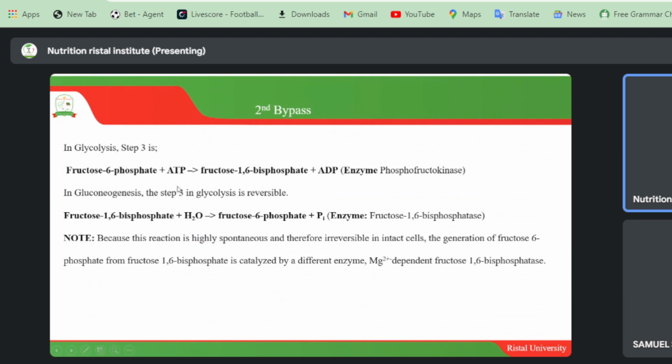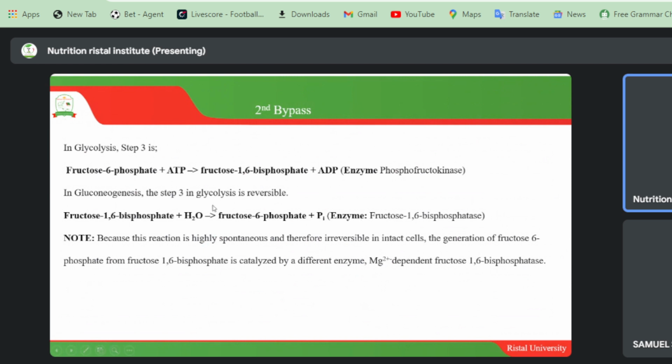Like I discussed earlier on, two of these steps, which are step 3 of glycolysis and step 1, are just reversed using a hydrolysis reaction, simple addition of water, and then you're done with reversing it. So in this case, you add water to fructose 1,6-bisphosphate, and then you form fructose 6-phosphate and an inorganic phosphate. And the reaction is catalyzed by a different enzyme. It's not phosphofructokinase, but in this case, the enzyme is called fructose 1,6-bisphosphatase.